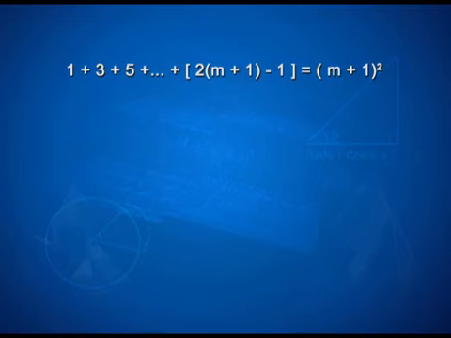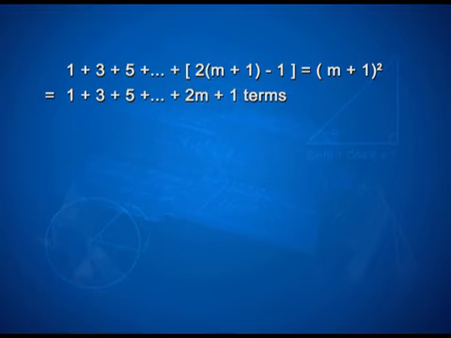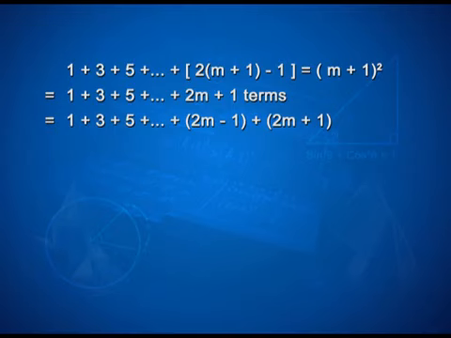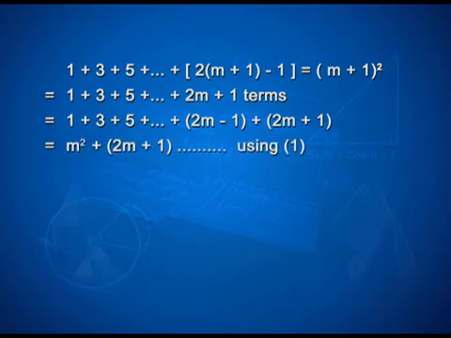is to be proved. 1 plus 3 plus 5 plus 2m plus 1 terms, that can be rewritten as 1 plus 3 plus 5 plus 2m minus 1 plus 2m plus 1. Using the first equation, we can rewrite this as m square plus 2m plus 1. This is an expansion of a binomial and we could write it as m plus 1 whole square.